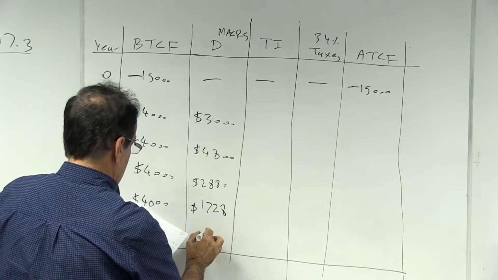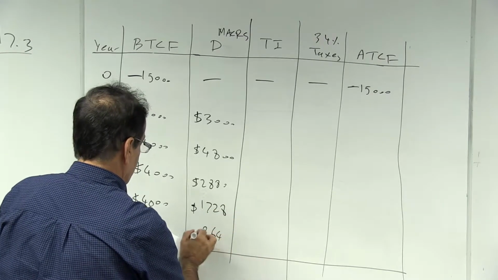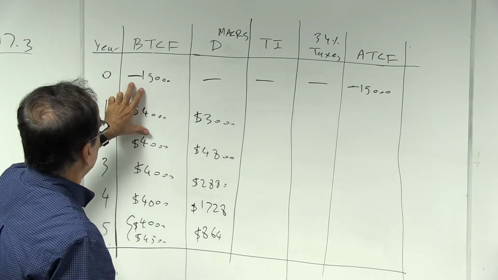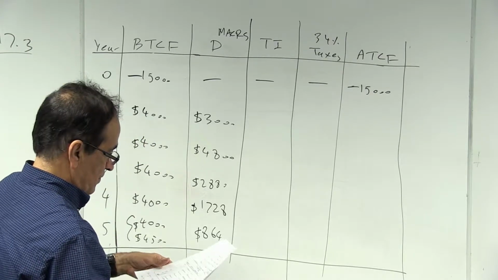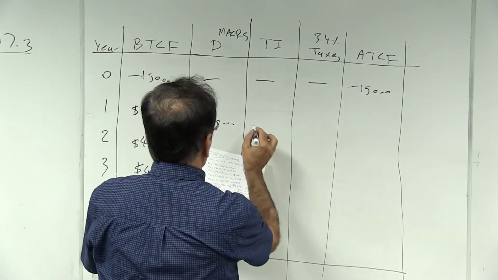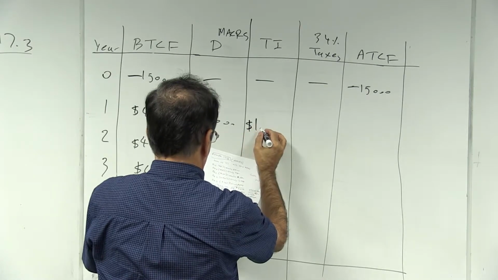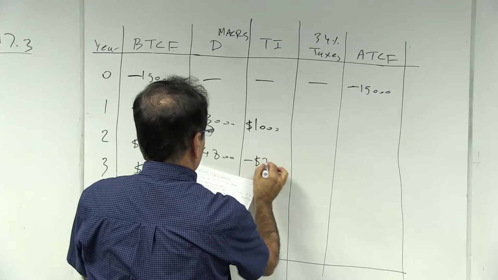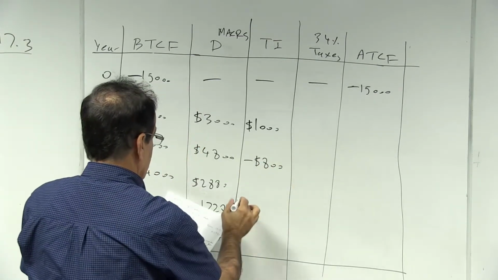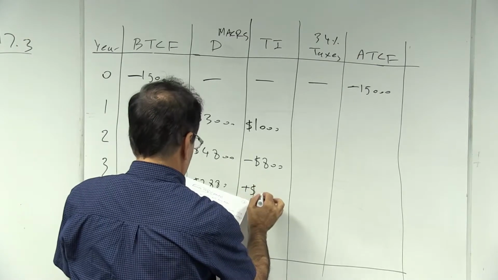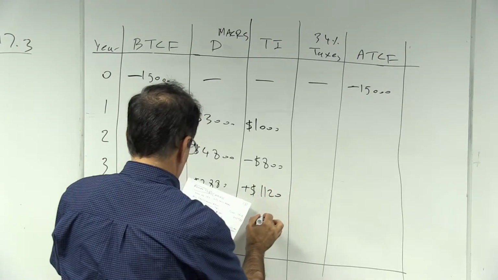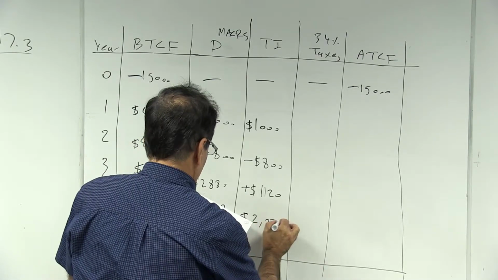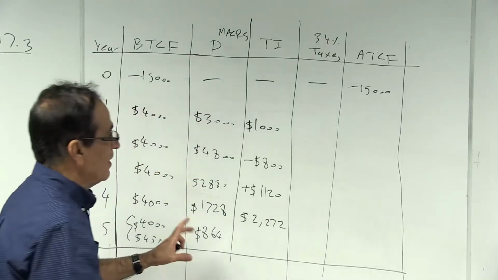1,728. And 864. Now what we're going to do next, we're going to subtract this column from the first column to find the taxable income. So this is going to be equal to 1,000. This is going to be negative 800. And this is going to be positive 1,120. And this is going to be 2,272. Now, year 5 is a little tricky.